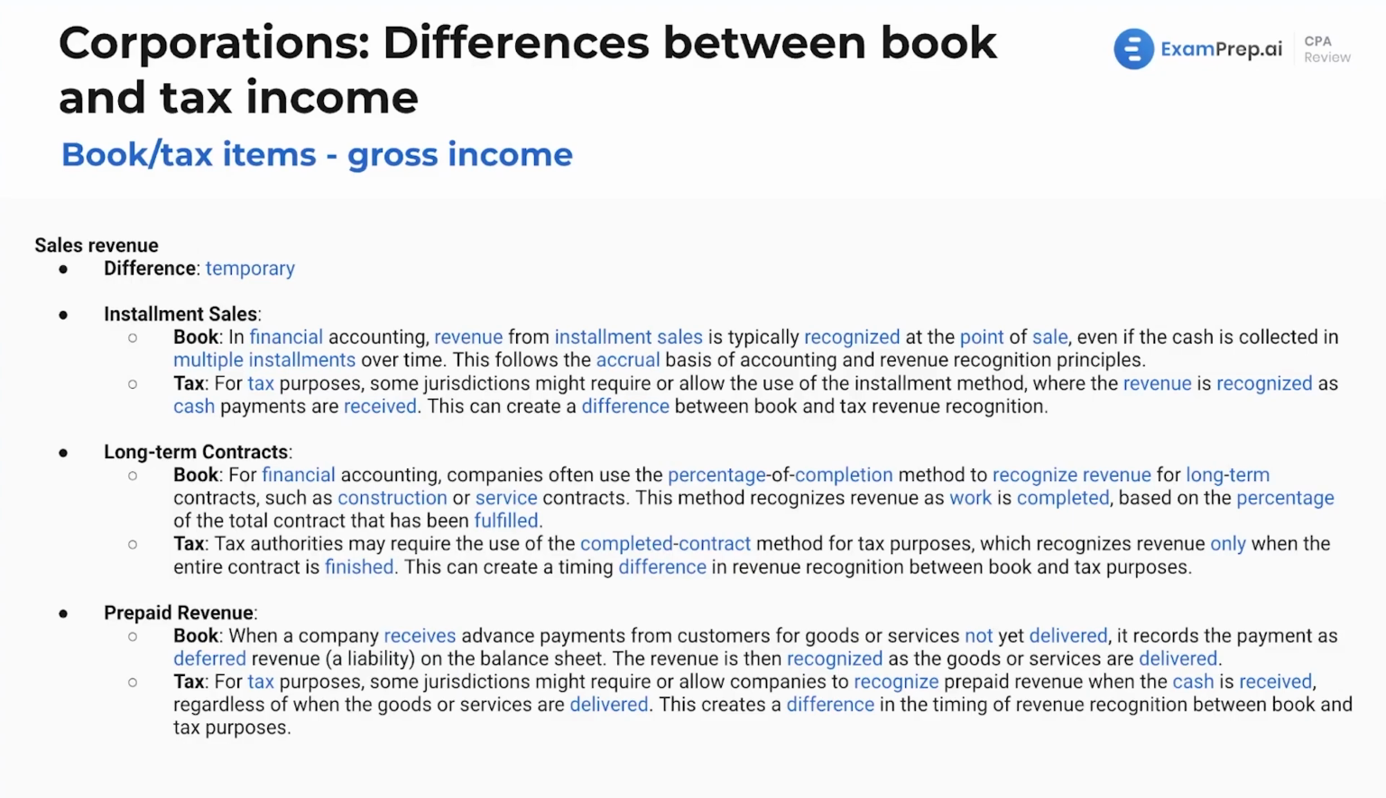Now, for gross income, dealing with sales revenue, this is always going to create a temporary difference. Now, as earlier said, in theory, could it create no difference? Sure, right? If we receive the income and earn it in the same year, that could create no difference. But for the exam purposes, it's going to create a temporary difference. I've never really seen a question say, oh yeah, we received it and earned it in the same year. They're going to try to trick you for sure.